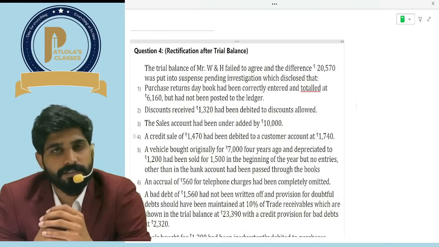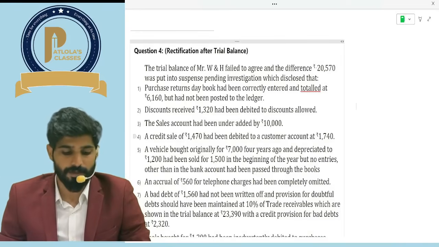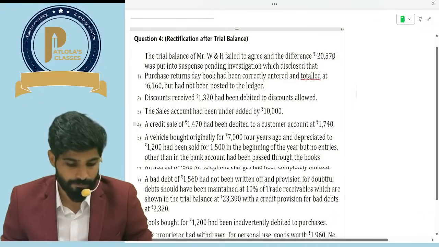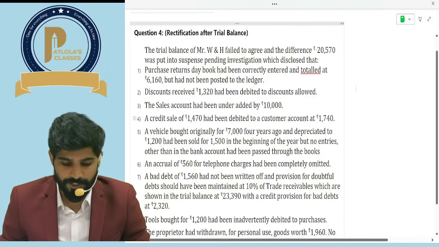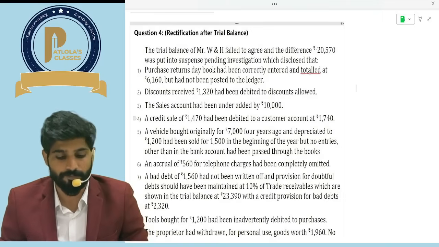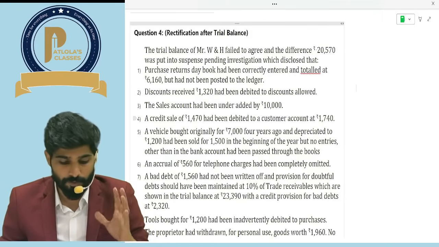Now let us understand the 4th question from rectification of errors. Once again, this rectification is after trial balance. So let us understand this question. The trial balance of Mr. W and H failed to agree, and there is a difference of 20,570 which is being put to suspense account, and after investigation you found these reasons.